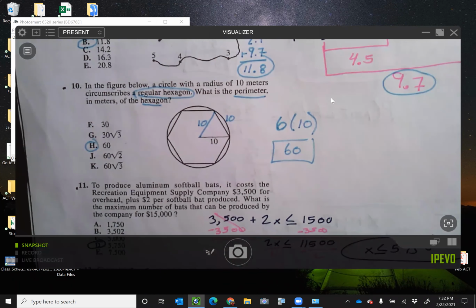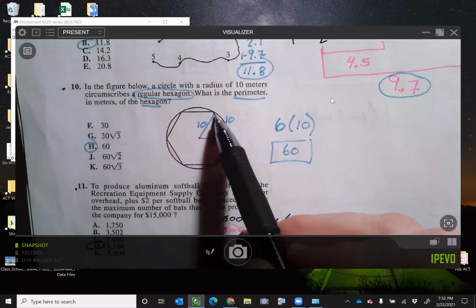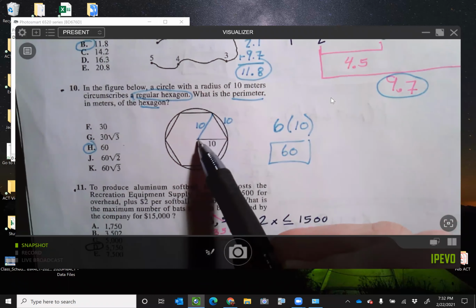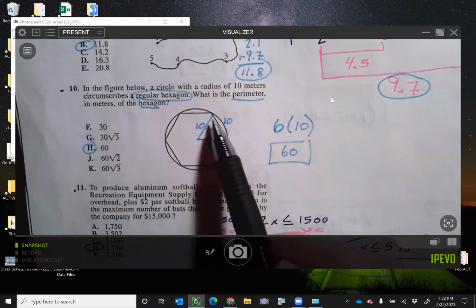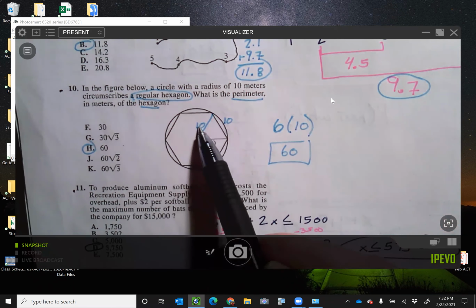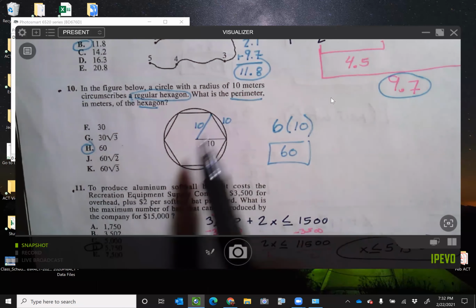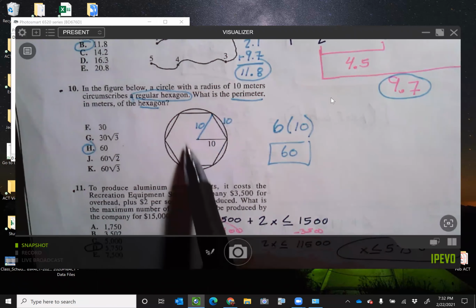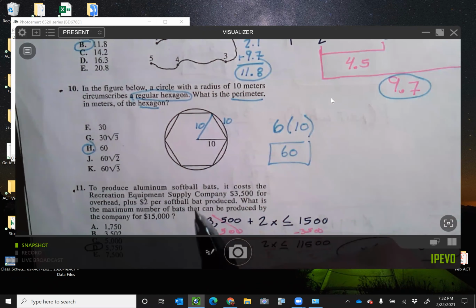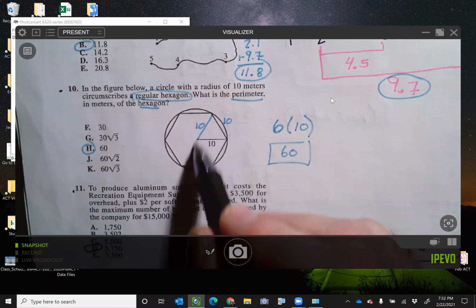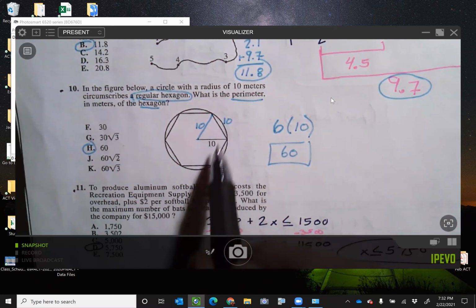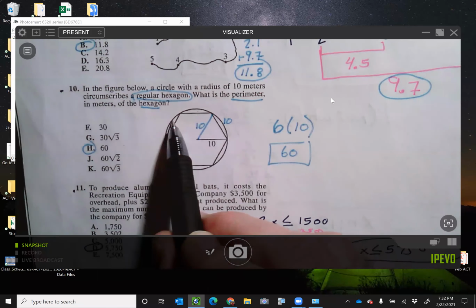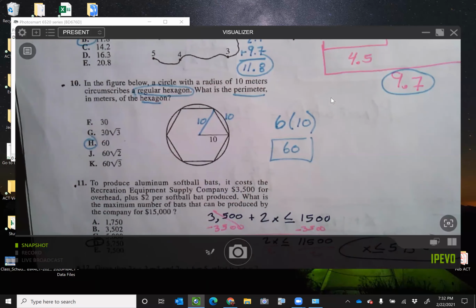Number 10 asks for the perimeter of the hexagon. So notice what I did. I drew a line segment here. And I'm like, okay, if this is 10, so is that, because they're both radii of a circle. I'm like, that looks equilateral, and it is. So if all sides are the same, we then know, actually, I take it back. All sides are the same, right? So this side is 10. So I'm like, well, how many sides are there? 1, 2, 3, 4, 5, 6. 6 times 10. Really quick.